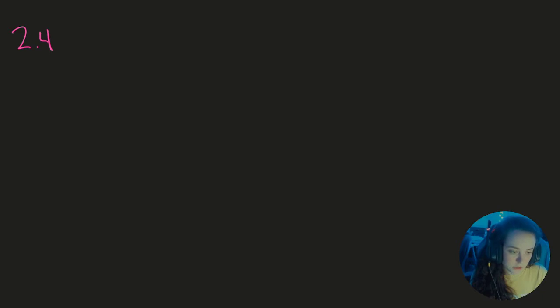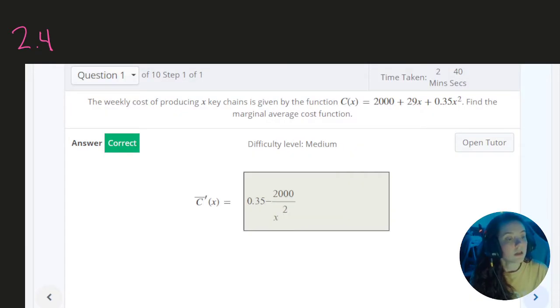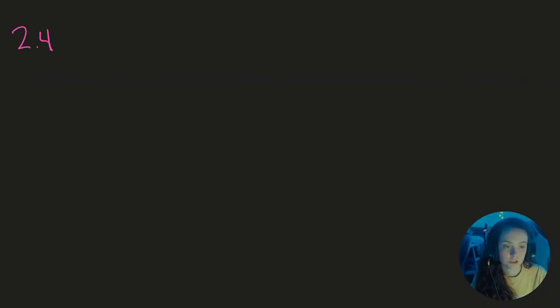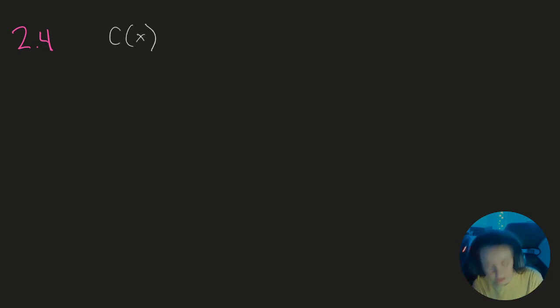So, there we go. The weekly cost of producing X keychains is given by the function. It gives us the function. It tells us to find the marginal average cost function. And this is why I focused so much on the marginal average thing. Okay? So, we're going to write down our cost function first. And we're going to note that it is the cost function.